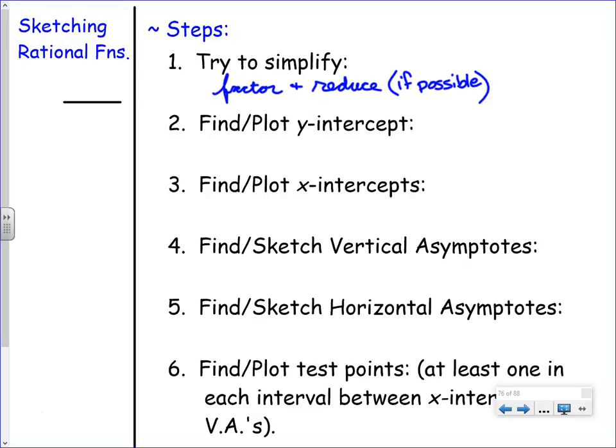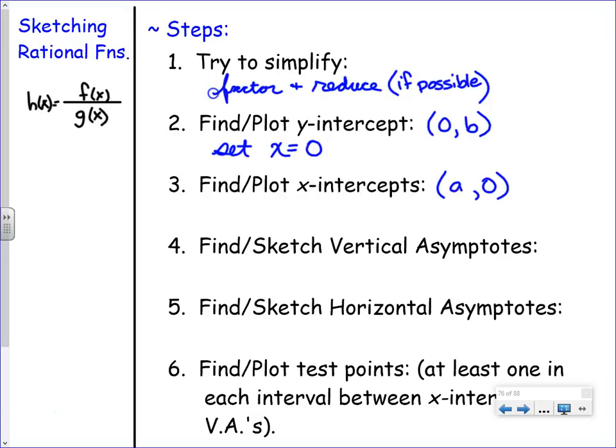Find, plot the y-intercept. Quick review. What did we set equal to 0 for that? Oh, wait. X. Good. Set x equal to 0. Solve for y. Remember the y-intercept is 0, comma, b. In case you're wondering what this little random line is, when we're given a rational function, f of x over g of x, that's who we're dealing with. Find, plot the x-intercepts. Set the other one equal to 0. Set y equal to 0. Solve for x.